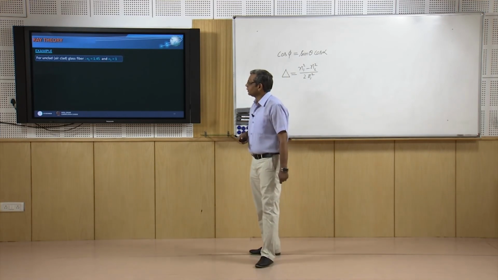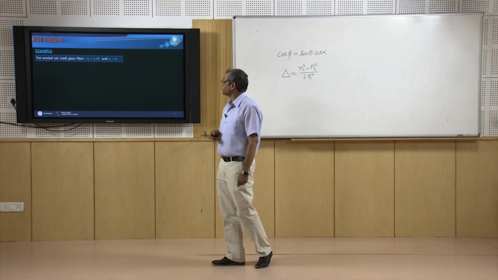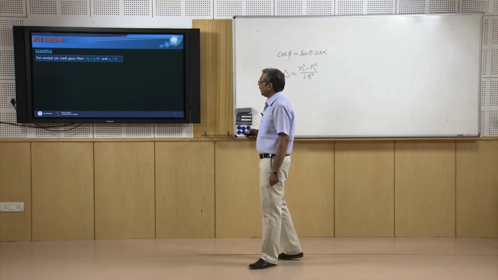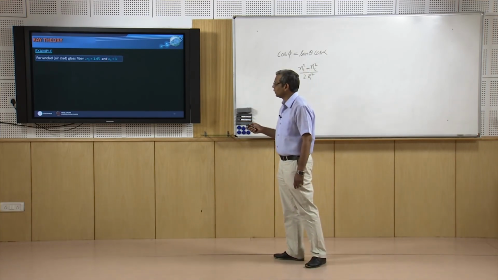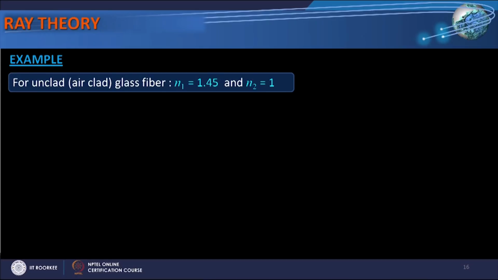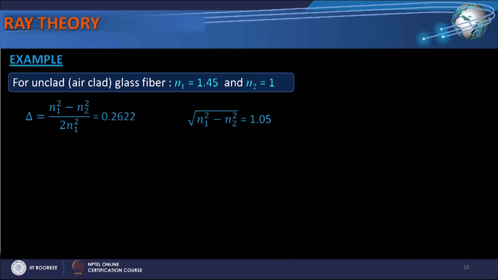If I consider an unclad fiber, then N1 is equal to 1.45 and N2 is 1, which is basically air, then delta is 0.26 and square root of N1 square minus N2 square is equal to 1.05, which means NA should be equal to 1.